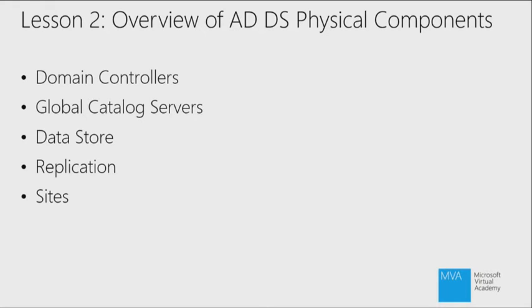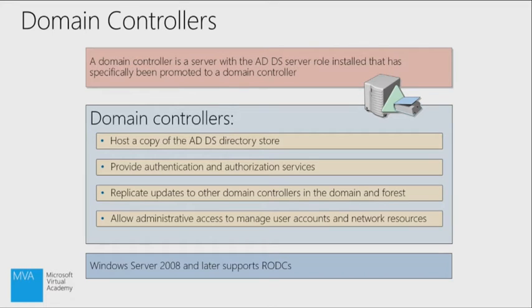In our second lesson, we're going to jump into those physical components we saw on the left side of that first column. Domain controllers, global catalog servers, and the data store, again, being the big three physical components to Active Directory Domain Services. And then sites and replication being, I'm trying to think of the best way to explain it, maybe expansions on the physical components of Active Directory, and replication sort of a piece that ties those physical components together. In itself, it's not necessarily a physical component.